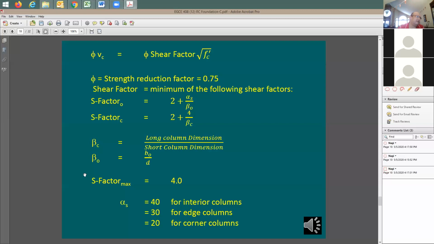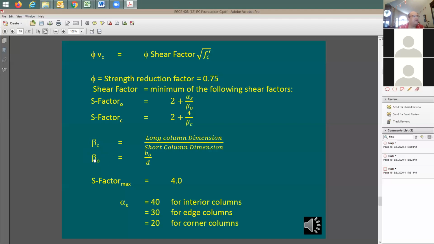Okay, look at this factor. This beta sub 0 is going to be equal to the perimeter divided by the depth. So when you have a big column, this beta sub 0 is going to be big, and the depth is going to be kind of smaller than the other case. So this factor, beta sub 0, is going to be big when you have a big column and thin slab. If you use a small column and thick slab, this factor is going to be very small.